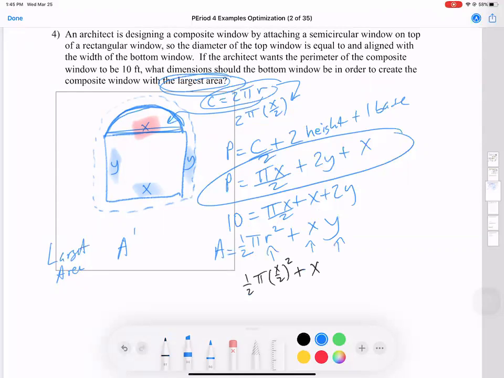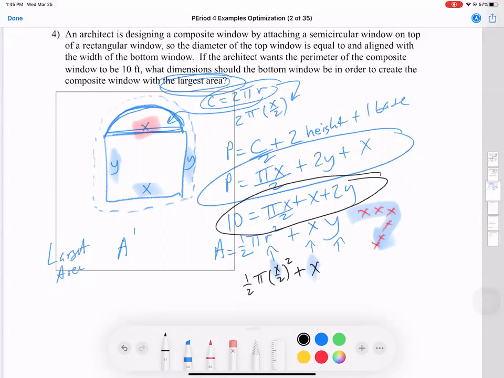So far, here's a hint. I have x's here, so I need to change the y to an x. How can we do that? With the only other equation that we came up with, that guy here.